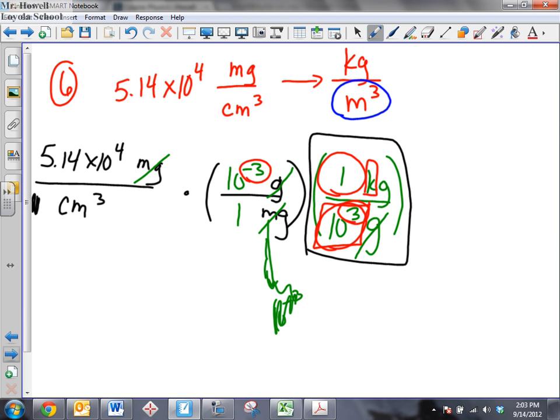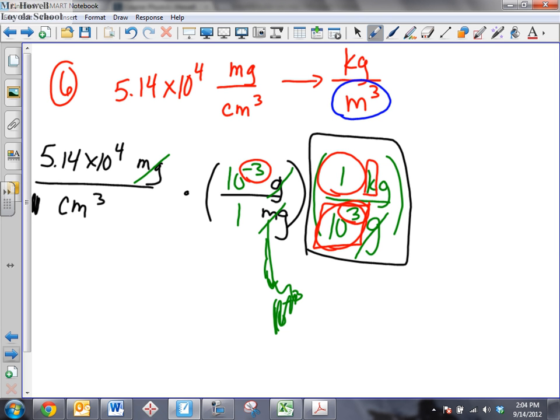So knowing the prefixes, 10 to the 6, 10 to the 9, 10 to the 3, will help you. And if you're having trouble with that, just make flashcards. Make a flashcard. On one side, write K-I-L-O. On the other side, write 10 to the third. On one side, write giga. On the other side, write 10 to the 9, and so forth and so on. And go through it and memorize.